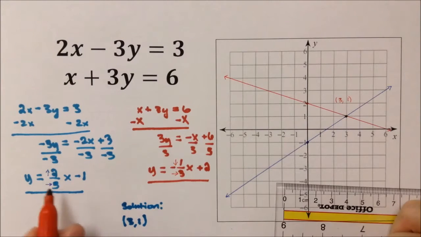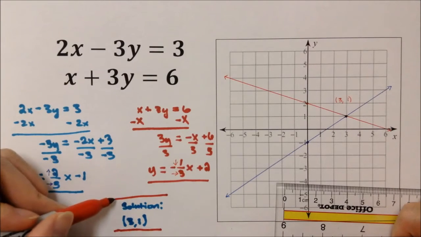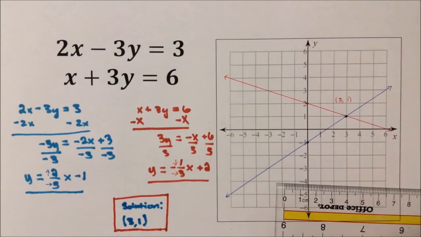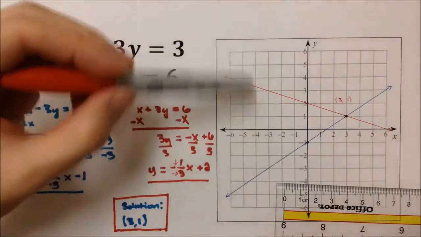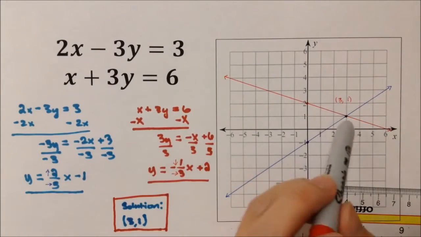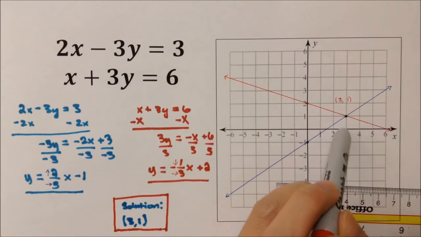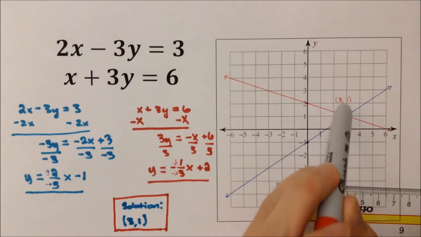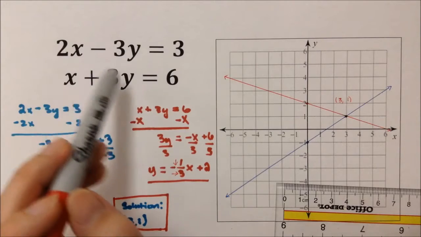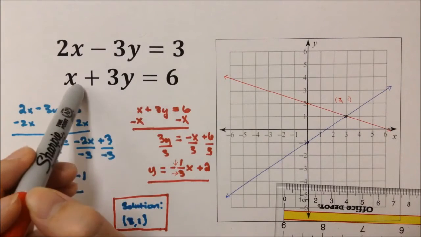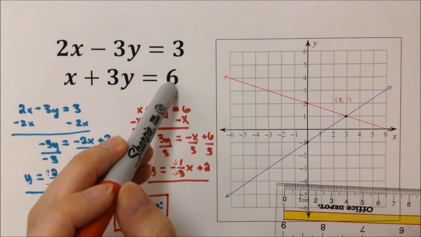Or you could just say x equals 3, y equals 1, but it's easier if you just write it as a coordinate point, just like this. So again, when you're graphing two lines, you look for where they intersect. In this case, at 3, 1. So that's going to be our solution. When you plug these in for x and y, it should equal 3. And over here, when you plug in for x and y, it should equal 6.